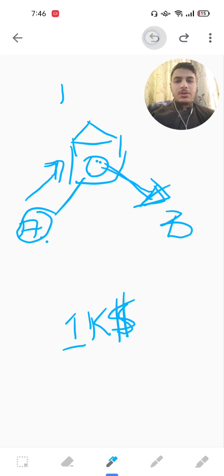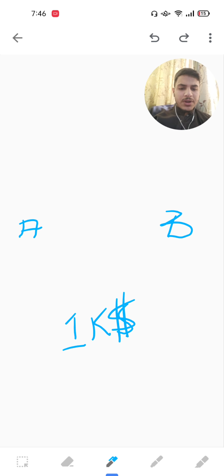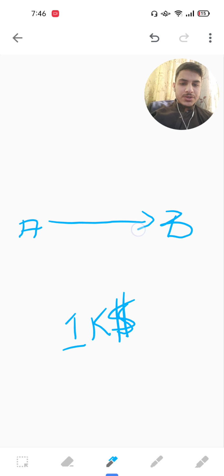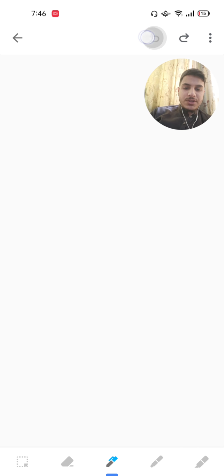So what blockchain does here is it takes out all of the third parties, all of the middlemen, and allows person A and person B to transact with each other live, one to one. So person A will send person B $1,000 directly, and person B will send $1,000 to person A directly, without any involvement of a middleman or third party. So this is the role of blockchain, and it is called a trustless system.